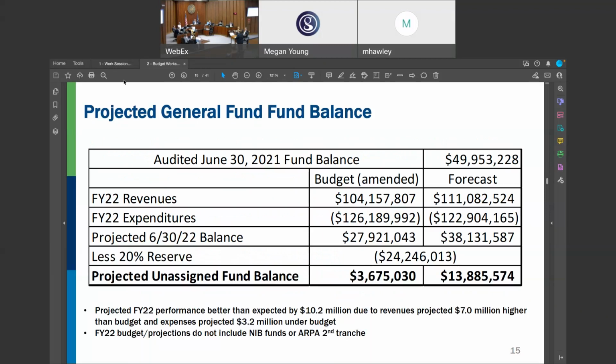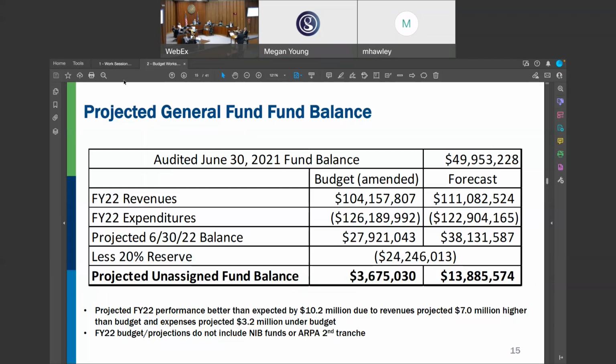If you go back to last June, when we had our audit, we had just under $50 million of fund balance. That includes all fund balance, assigned, committed, unassigned. If you look in the middle column, our budget for this year had revenues of 104 million, expenditures of 126 million, which was projected to drop our balance from 50 to just under 28. If you look at the far right column, our forecasted revenues have gone from 104 to 111, expenses down from 126 to 122, meaning that our fund balance now projected at year end is 38.1 million.